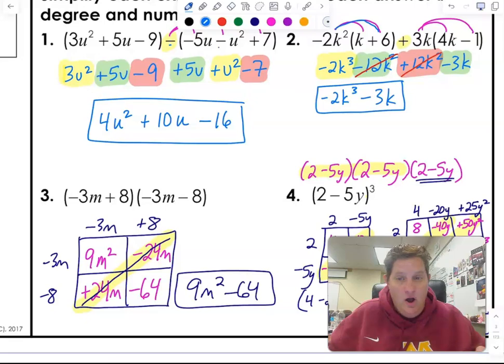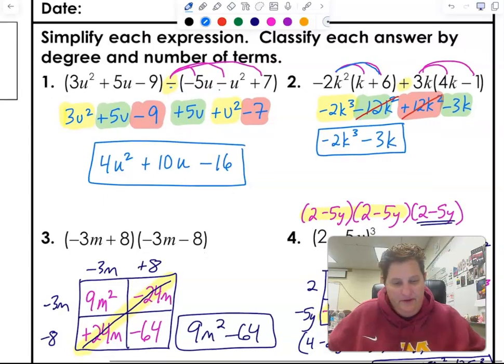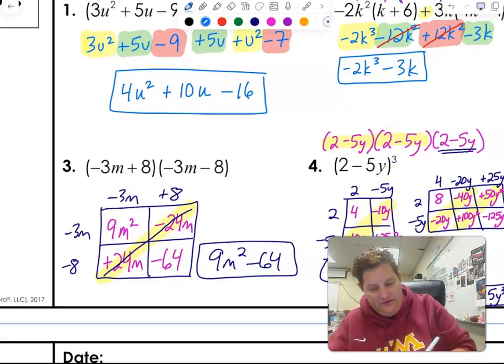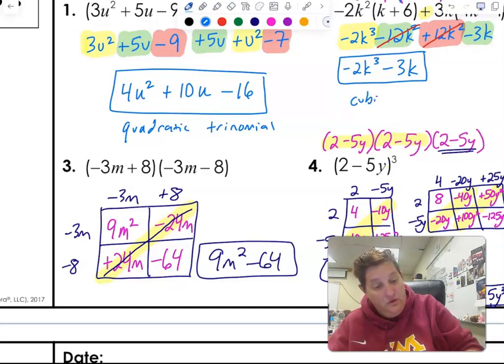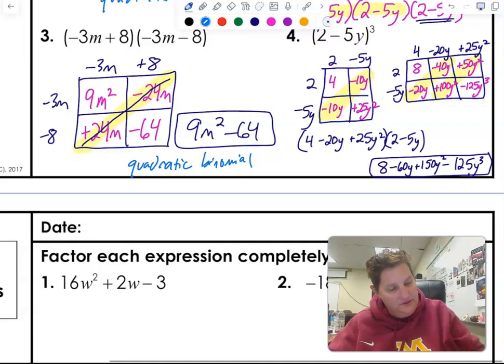Alright. Also, I noticed it said classify by degree and number of terms. I don't know if I'm going to remind you about that on the test, but remember this is called a quadratic trinomial. This is a cubic, because this is a third, binomial. This is a quadratic binomial. And this is to the third. This is a cubic polynomial.